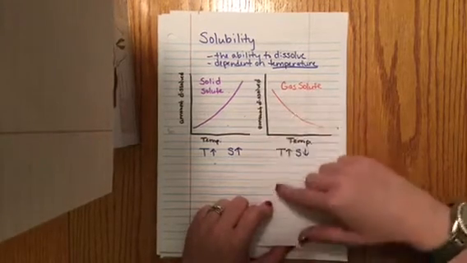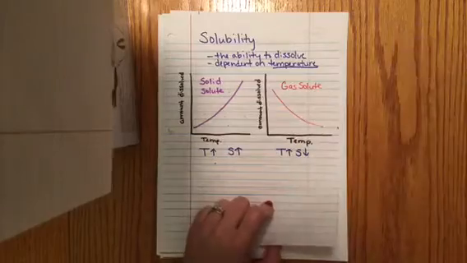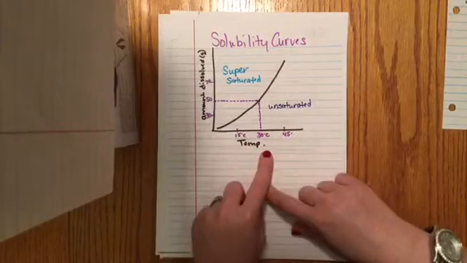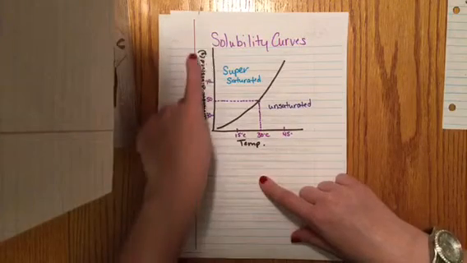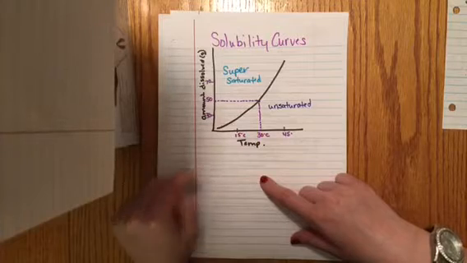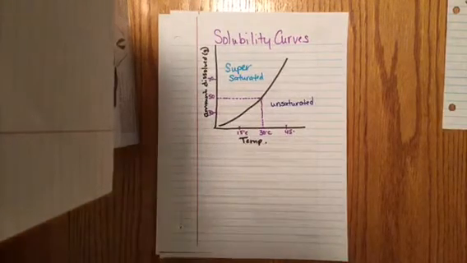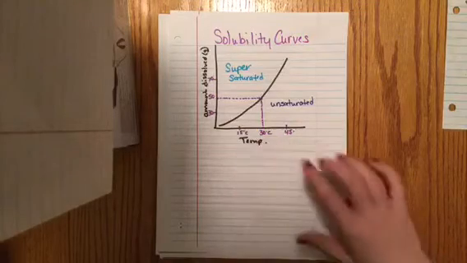Okay, now that we know the idea behind solubility, we're going to put this to work. I'm just going to show you a preview before we get to our worksheet. With solubility curves, again, you can see we have temperature here on the x-axis, and the amount dissolved in grams on the y-axis. There's a couple of different areas that we can describe within our graph.